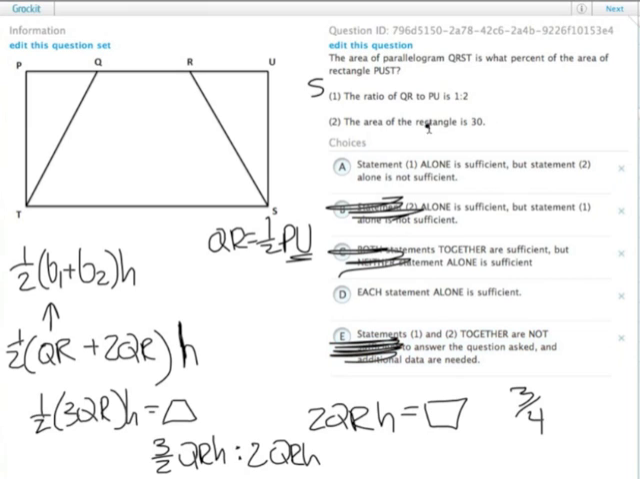Statement 2 tells us that the area of the rectangle is 30, but from there we don't have any of the numbers we need for the area of the parallelogram. So without the parallelogram, or trapezoid, or whatever you want to call it, without that in there, it's insufficient. So it is answer choice A.